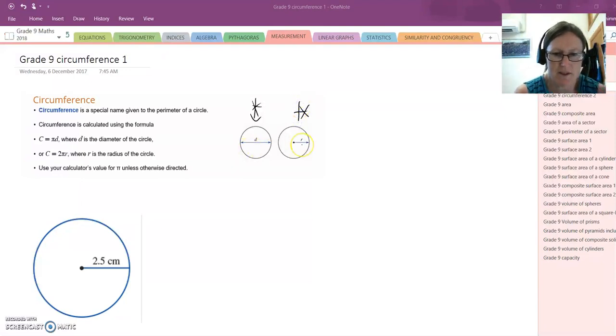The diameter is the distance from one side of the circle to the other side of the circle going through the centre. So you can see here D is labelled and that's the diameter, whereas the radius is the distance from the centre of the circle to the outside edge. Depending on what we are given in our problem, depends on which formula we use.